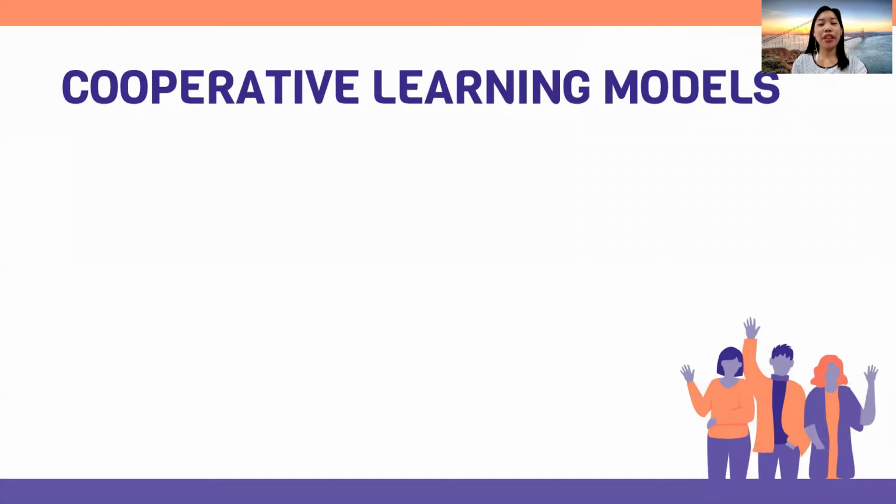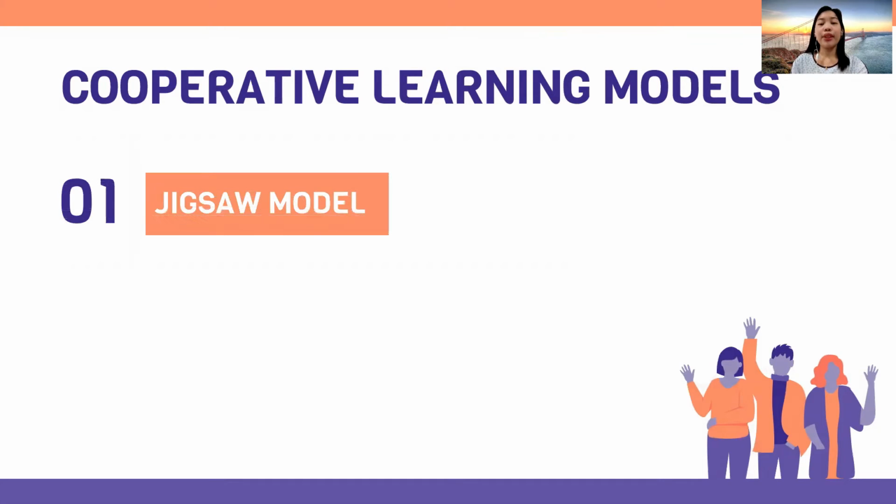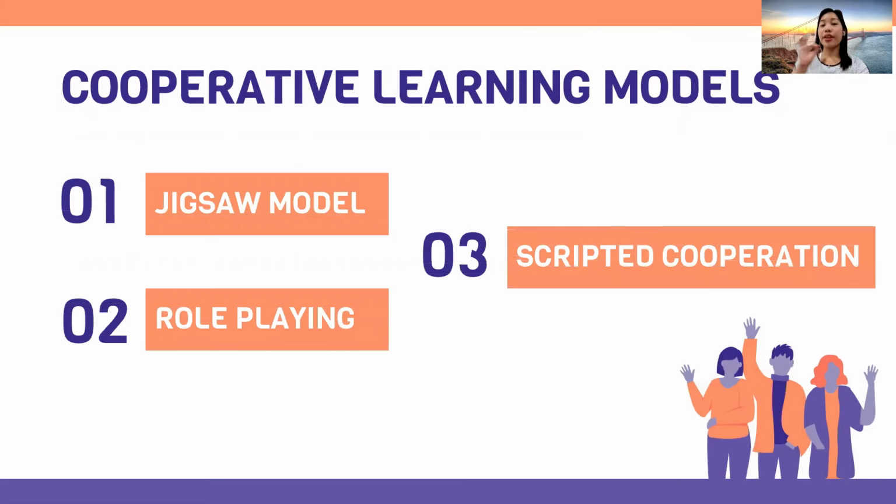A variety of cooperative learning models have been developed, and the selection of one is influenced by the expected outcomes for instruction, the subject area, and the social skills of the pupils. Today, I will be presenting 3 cooperative learning models which were considered as well-known cooperative learning techniques. The Jigsaw Model, role-playing model, and scripted cooperation will be elaborated for utilization in any content area.